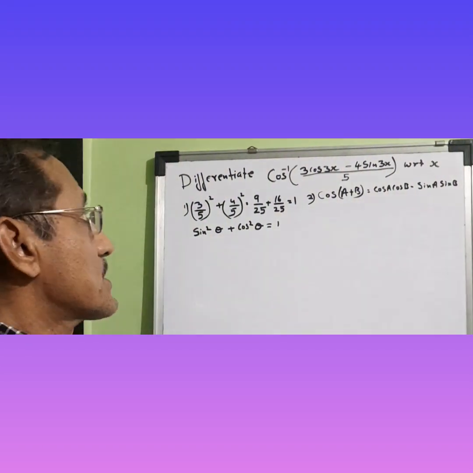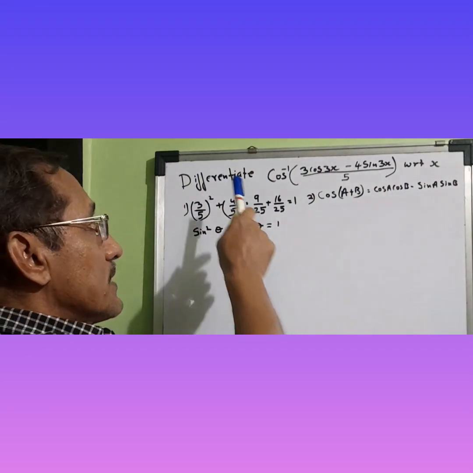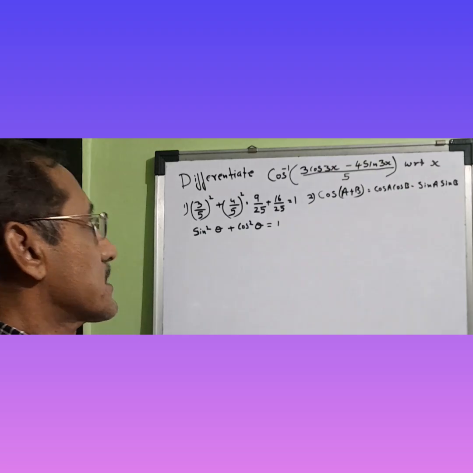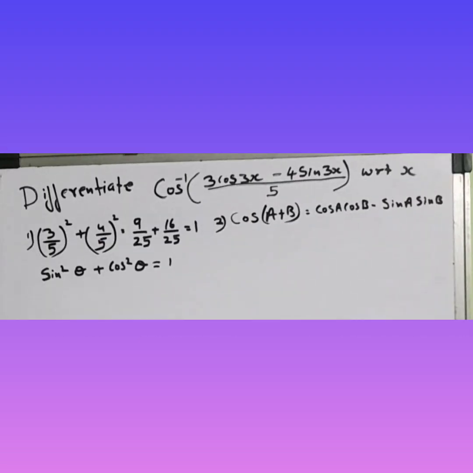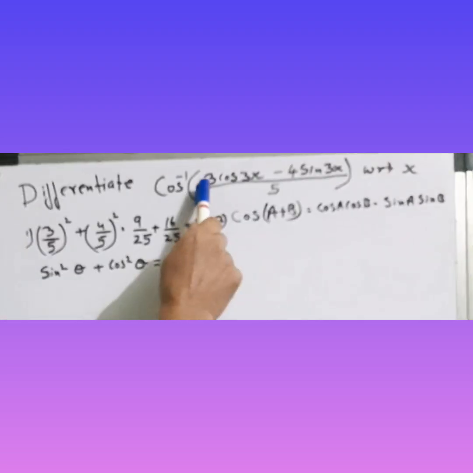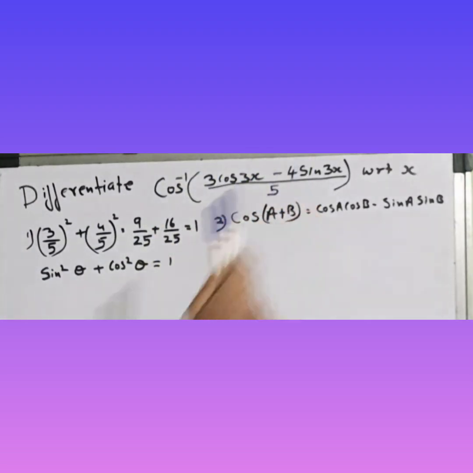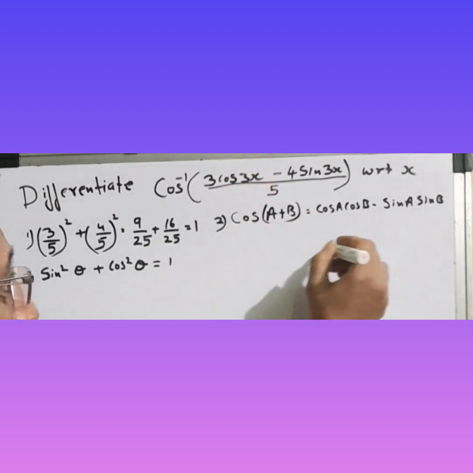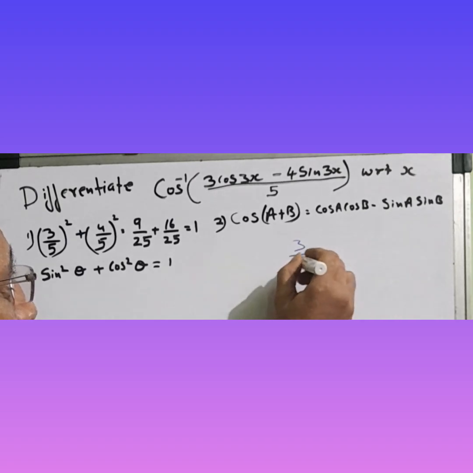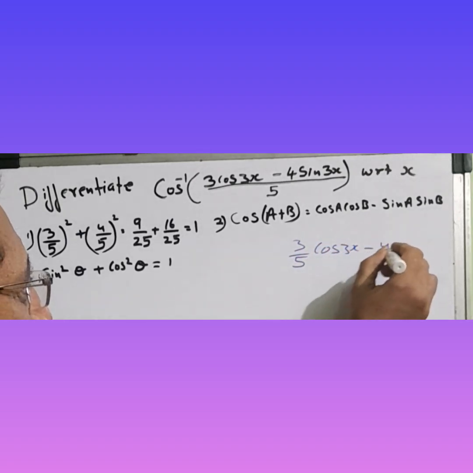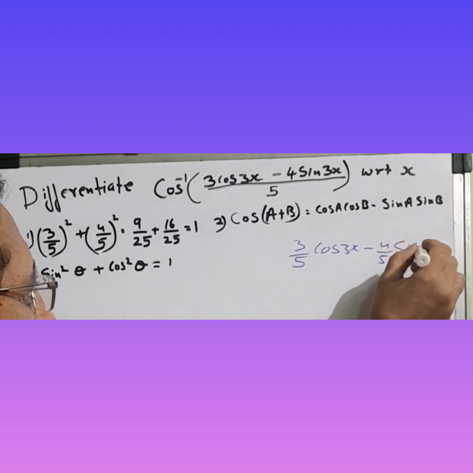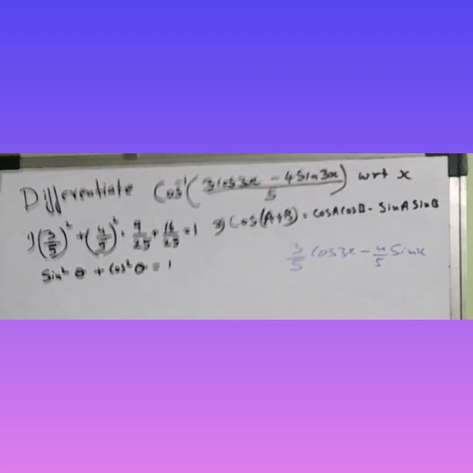Okay guys, now let's try and understand this type of sum. That is, differentiate this with respect to x. Now before we get into this sum, there are two factors that we have got to bring to our mind. When we see this 3 by 5 and 4 by 5, we can write it as 3 by 5 cos 3x minus 4 by 5 sine 3x. We can also write it like this, right?